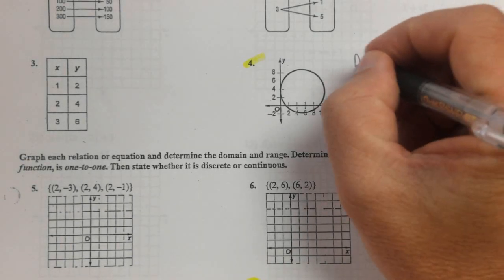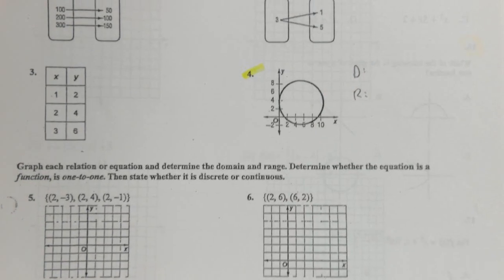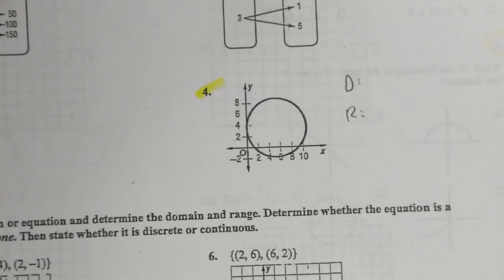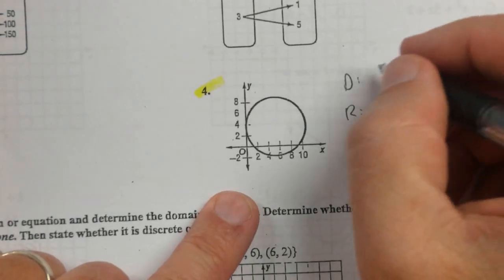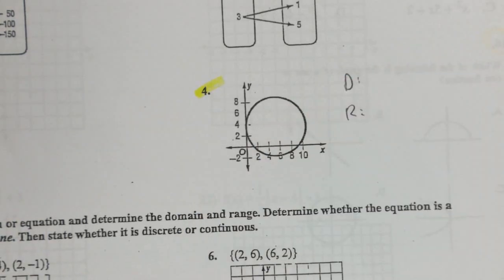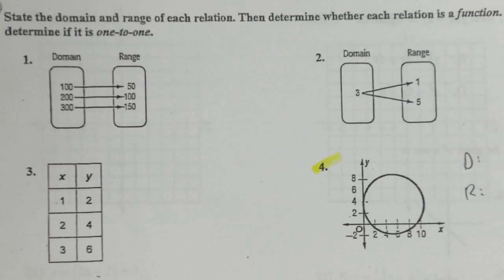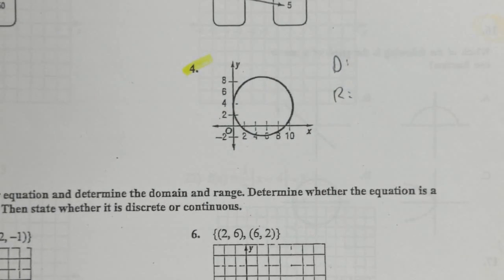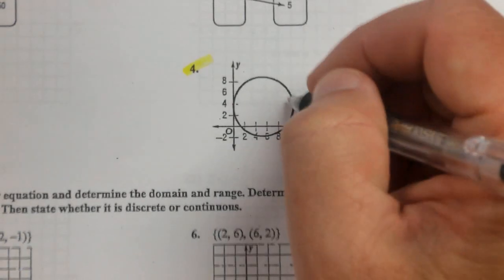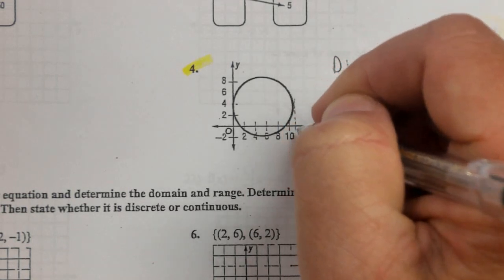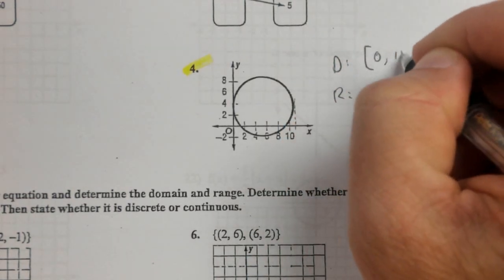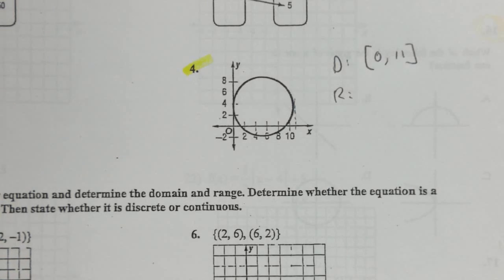State the domain and range. Okay, domain is the x value, so what x values does that cover? Well, I guess the first thing is, is this going to be an interval or a list of values for number 4? It's going to have to be an interval. All the other ones are lists of values, but I can't just list out everything between 0 and 10 or 0 and 11. I don't know which one it's supposed to be. I'd take either one, but I think it's 11, so we'll go 0 to 11. If you said 0 to 10, that'd be fine.